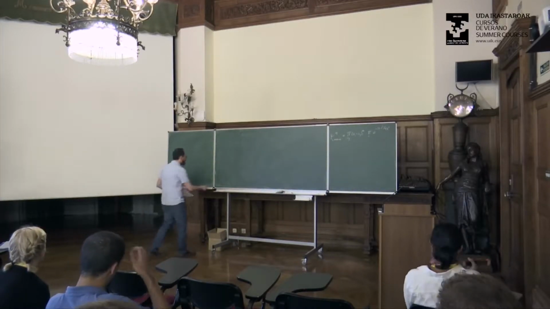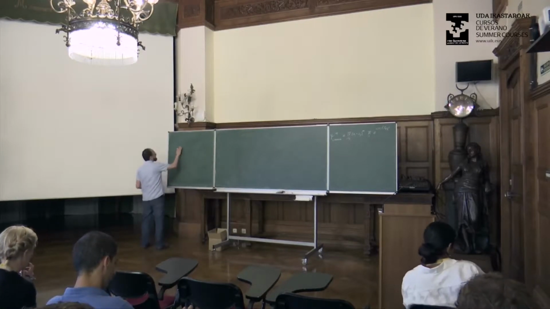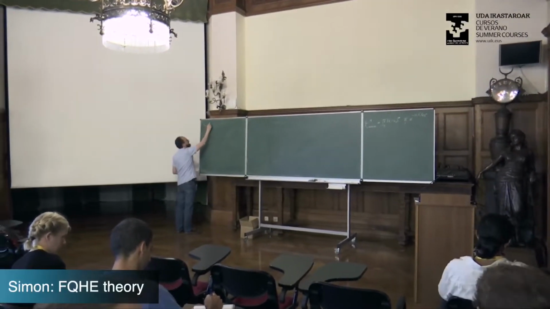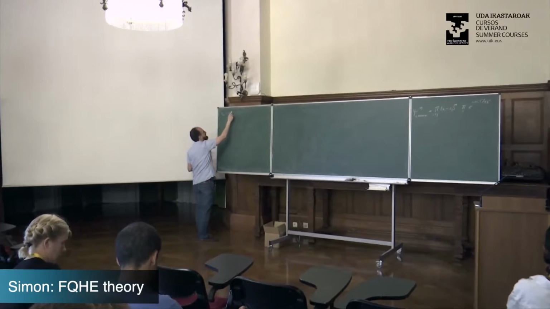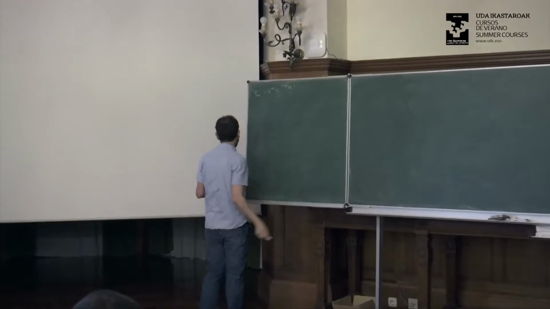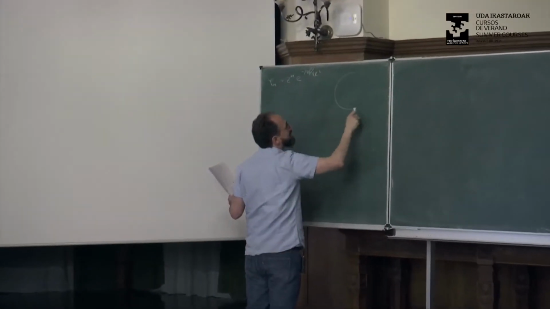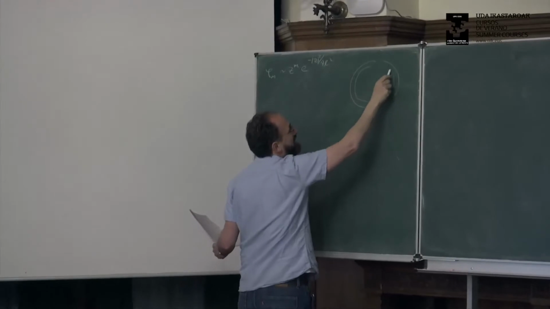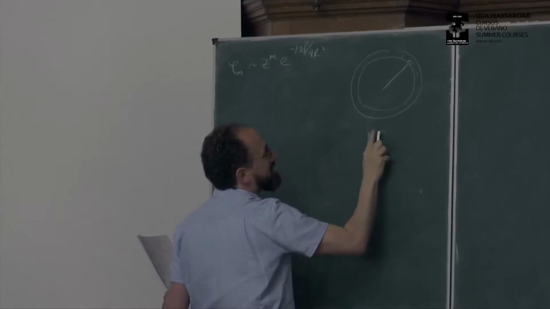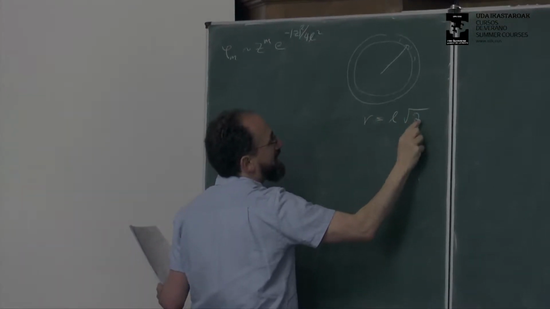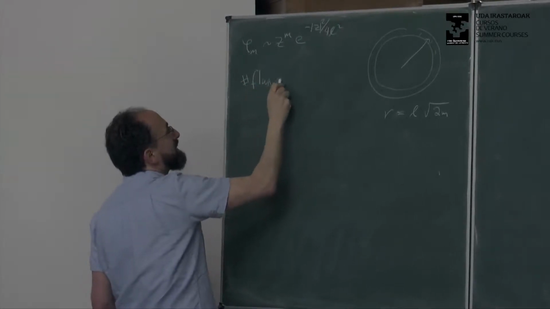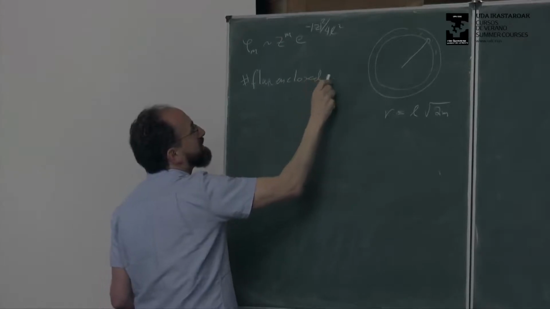So let me start with a little bit of review of some of the things we need from last time. One thing we need is that the single particle orbitals that we're going to use are these z to some power with this exponential factor. What these look like in the plane is basically an annulus, and the radius of the annulus is the magnetic length times the square root of 2m. The number of flux enclosed by that ring is m.